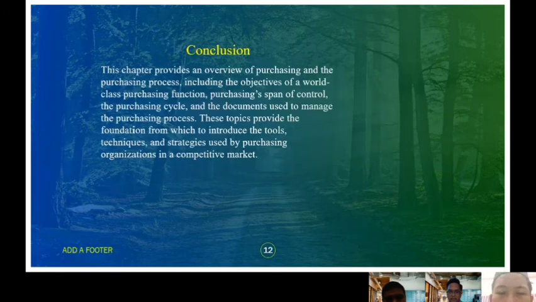Conclusion. This chapter provides an overview of purchasing and the purchasing process, including the objective of a world-class purchasing function, purchasing span of control, the purchasing cycle, and the documents used to manage the purchasing process. These topics provide the foundation from which to introduce the tools, techniques, and strategies used by purchasing organizations in a competitive market.